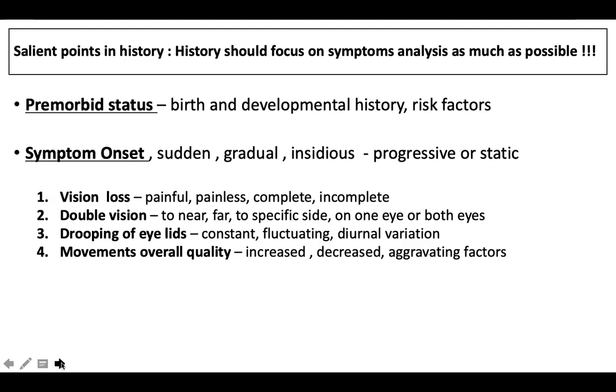So to any specific side, towards the lateral gaze again indicates a sixth nerve related double vision. Towards the medial side indicates a double vision pertaining to your third nerve nuclei or third cranial nerve. So these are some of the information that we can try to get.